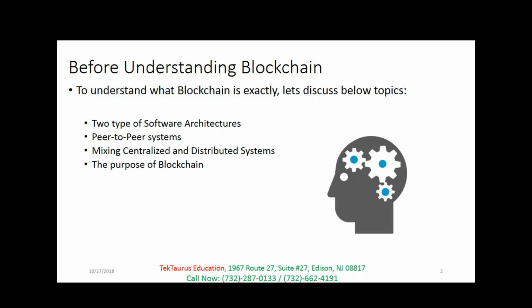So to understand the blockchain, let's first discuss these topics. There are two types of software architectures, and peer-to-peer systems. I think you already know something about peer-to-peer systems. We will discuss it, mixing centralized and distributed systems, and what is the exact purpose of blockchain. Once we understand these things, we will be in a better position to see what it is exactly.